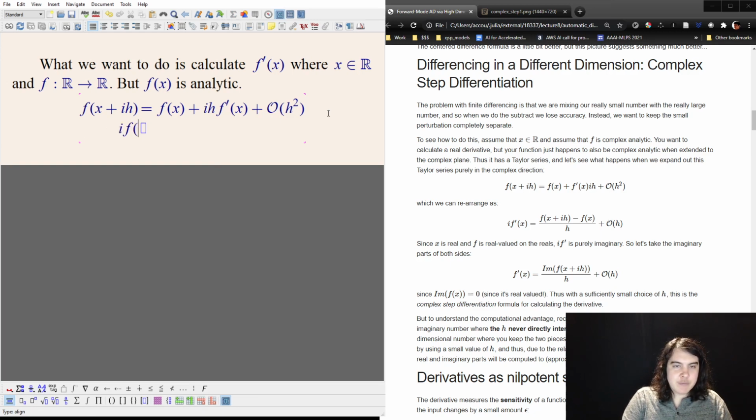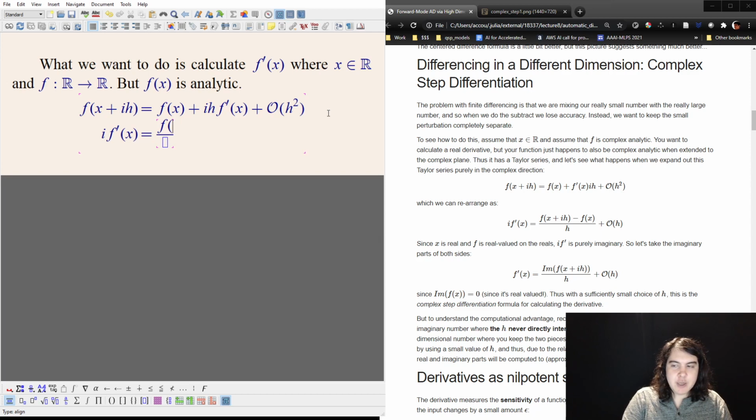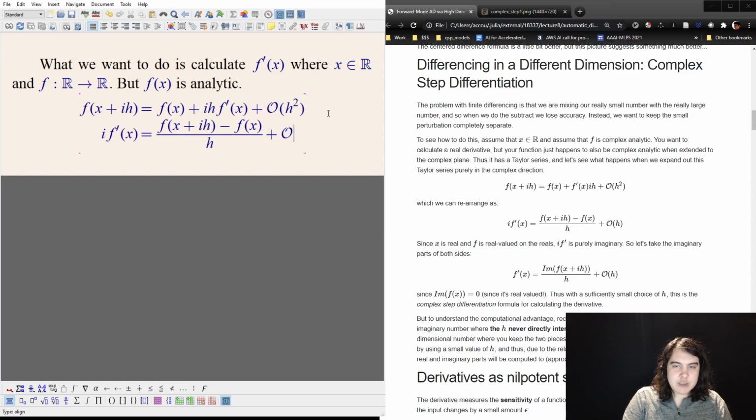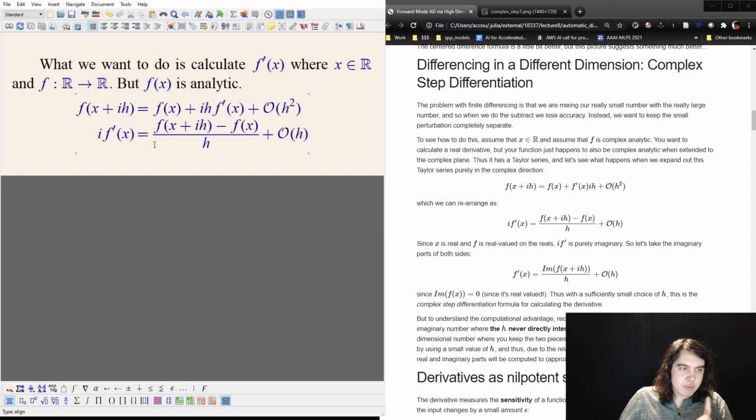So i f'(x). Let's isolate the derivative. The derivative times i equals the fraction (f(x + ih) - f(x)) divided by h plus O(h), right? Now it's O(h) because we divided by h. And I claim that we're done, right?